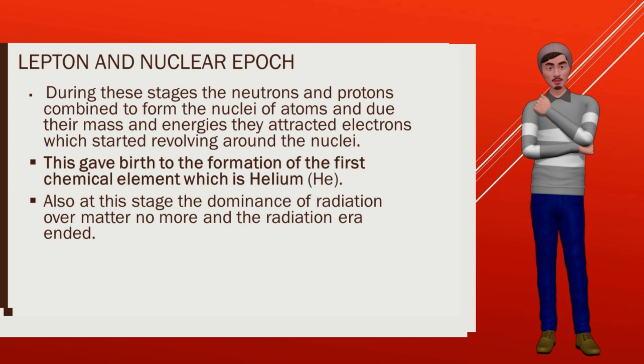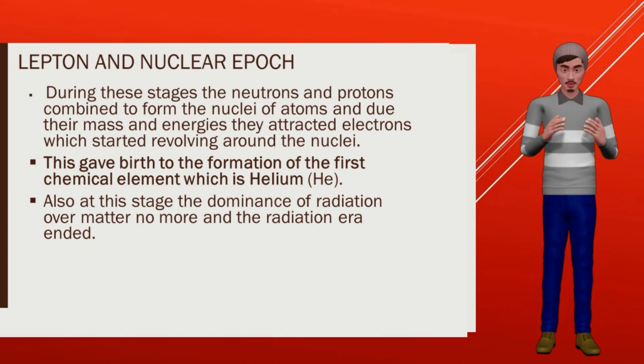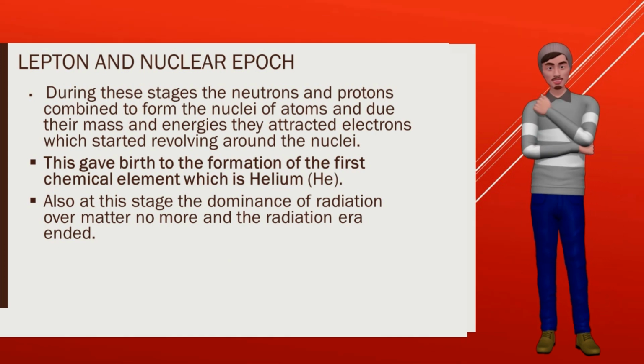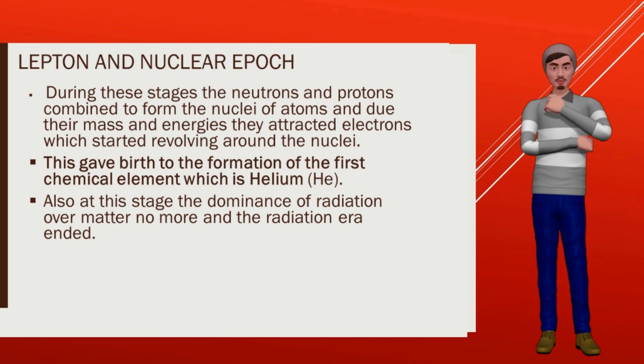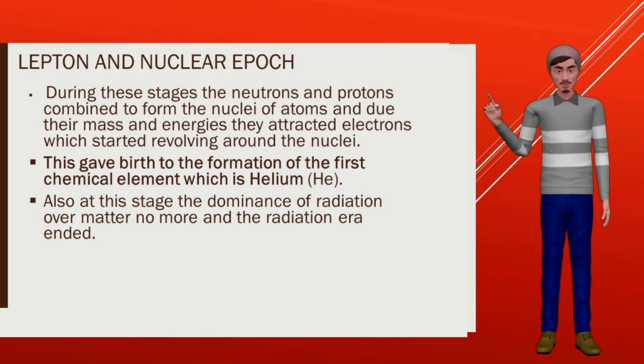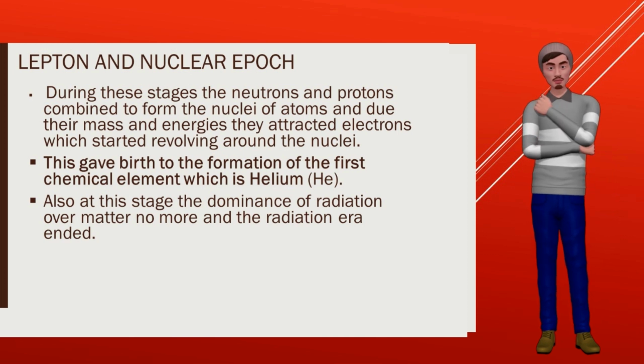During these stages the neutrons and protons combined to form the nuclei of atoms, and due to their mass and energies they attracted electrons which started revolving around the nuclei. This gave birth to the formation of the first chemical element, which is helium. Also, at this stage the dominance of radiation over matter was no more and the radiation era ended.